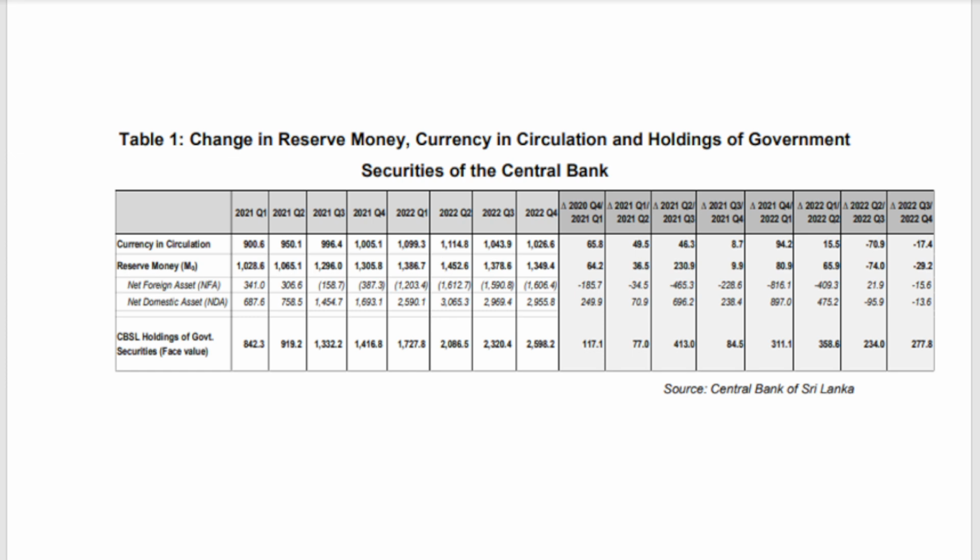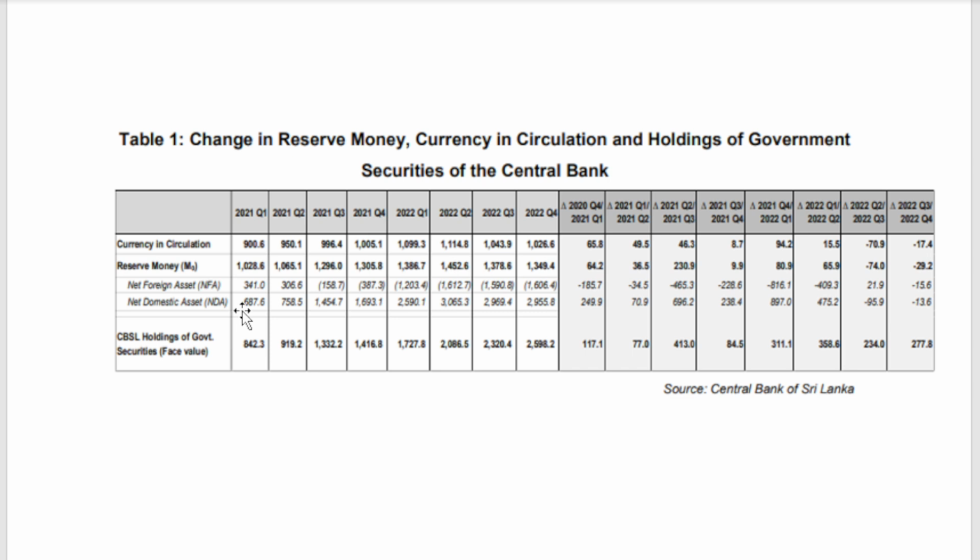This table also demonstrates what we have discussed previously. That means as the end of 2020 or at the end of fourth quarter of 2022, we can see reserve money have been increased from this figure to this figure, and we can see the drastic increase of net domestic assets as per this figure.